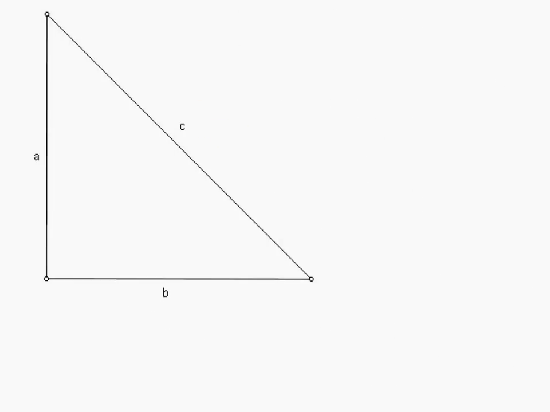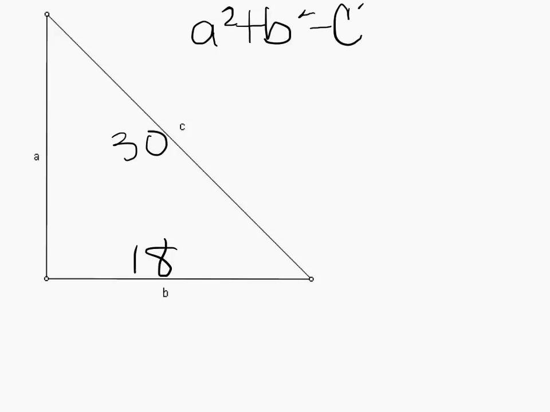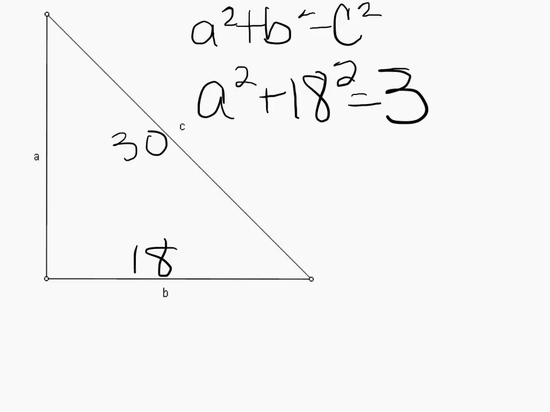On to our next example. In this example, we have b and c and no a. So our b is going to be 18 and our c is going to be 30. So we're still using the same formula, a squared plus b squared equals c squared. This time we just don't have a. So we're going to leave a as a squared because we don't know what a is. Plug in our b, which is 18, and our c, which is 30.